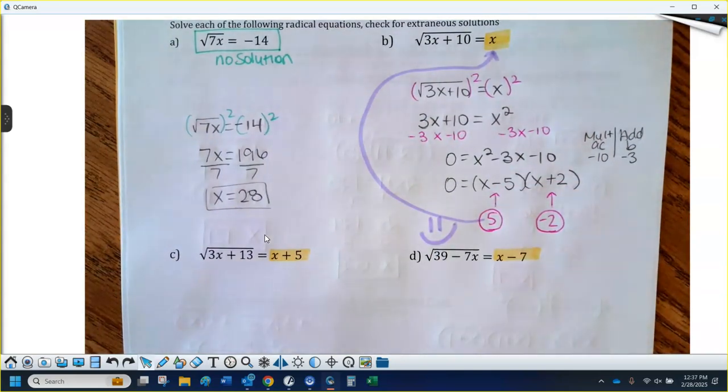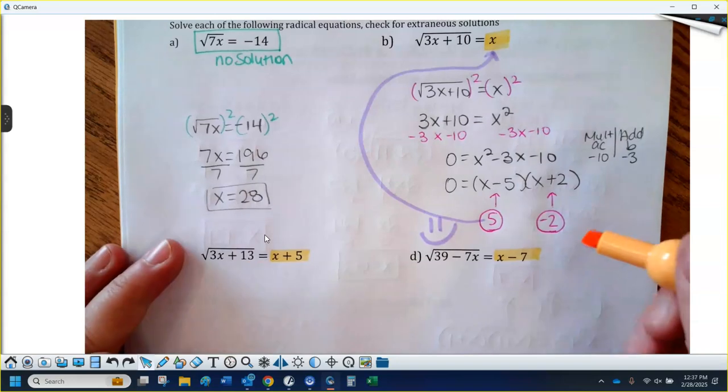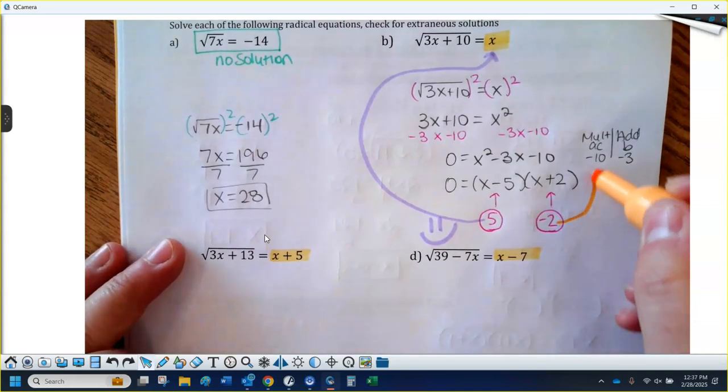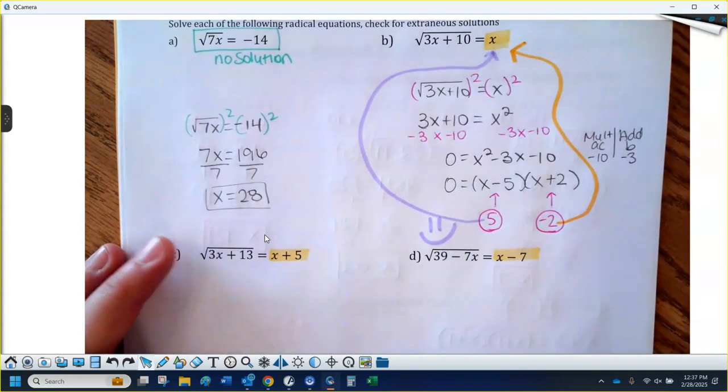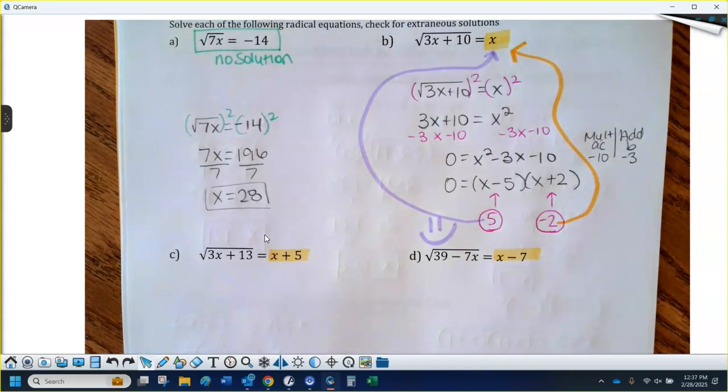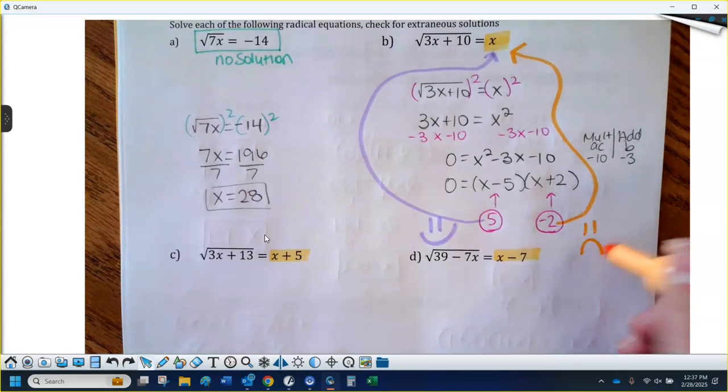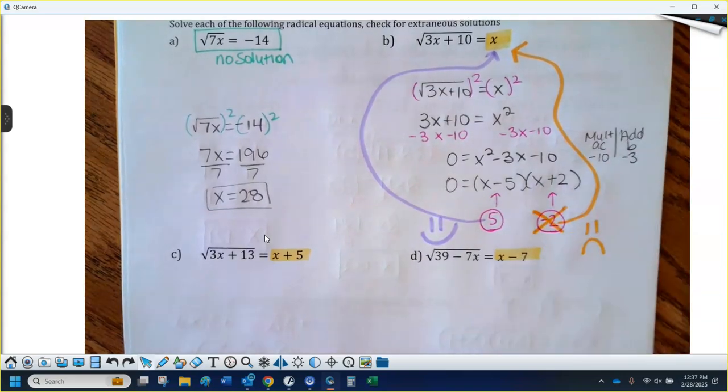All right? However, the other answer I got, and we didn't do anything wrong, we did all the algebra right, it's just that potential for introducing an extraneous solution. If I put in negative 2 for x, then we've got a square root equal to a negative number. That does not work, so then that negative 2 is going to be an extraneous solution. So 5 would be my only answer there. If I was doing this on a test or a quiz, I would just write 5. Negative 2 is going to be extraneous.